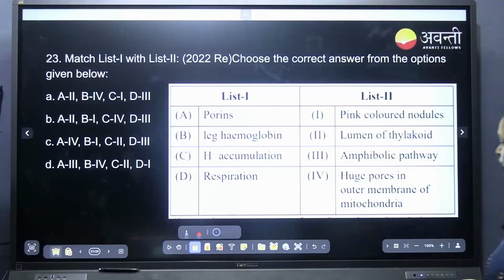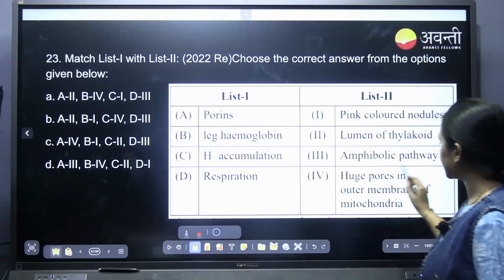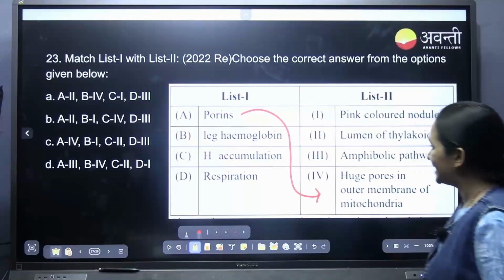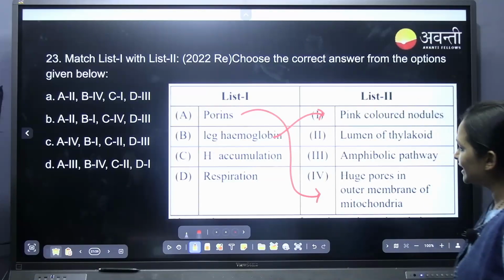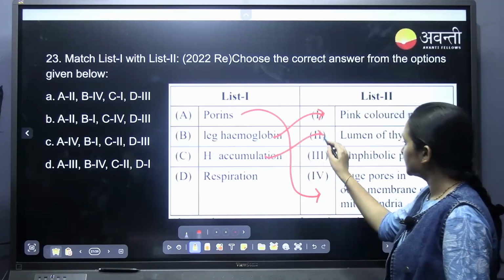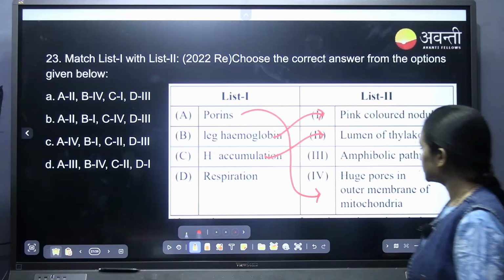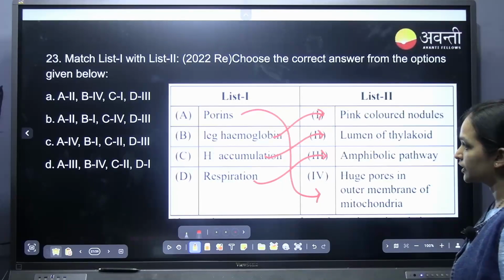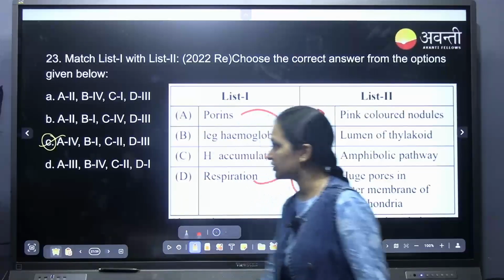Match the following. Porins. Porins means pores. Huge pores in the outer membrane of mitochondria. Leg hemoglobin has pink colored nodules. H plus accumulation takes place in the lumen of the thylakoid, this is from the photosynthesis chapter. And respiration is an amphibolic pathway. There is only A4 in one option, that is C. We got the answer with the first matching.